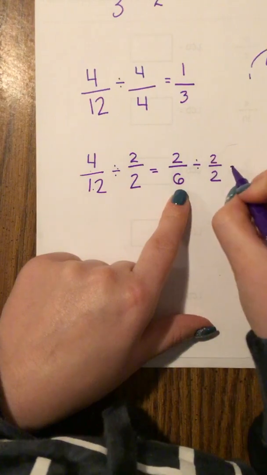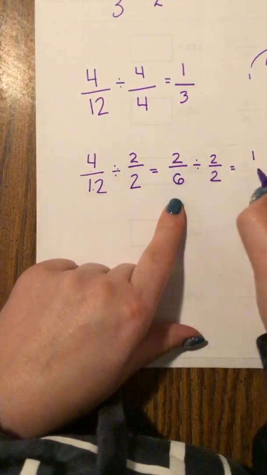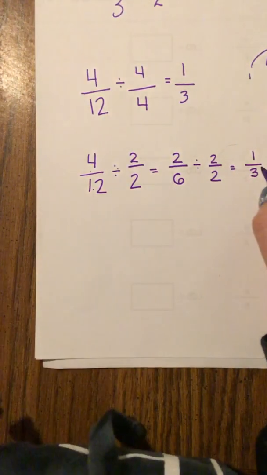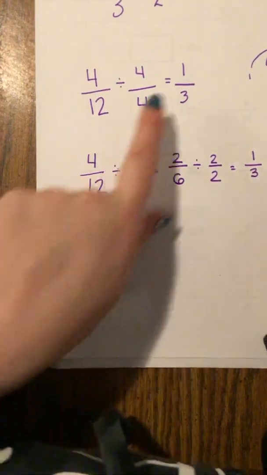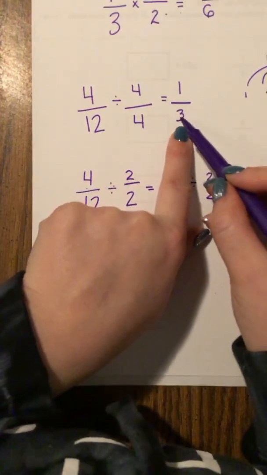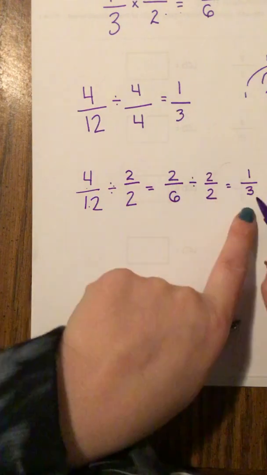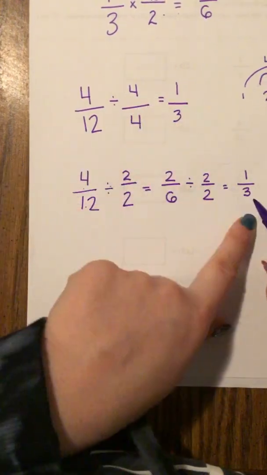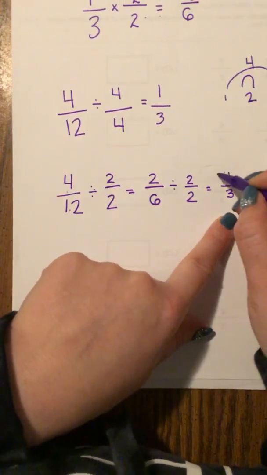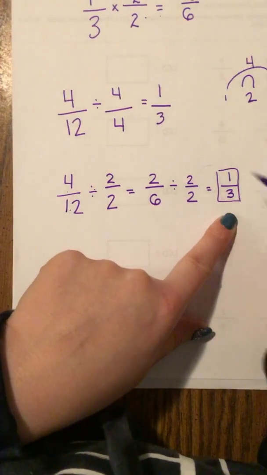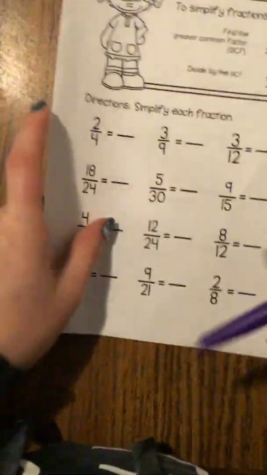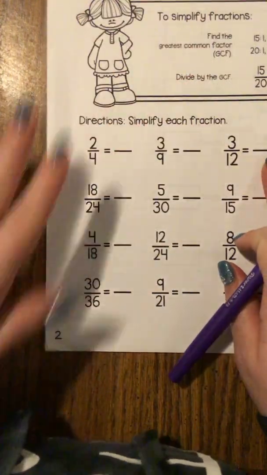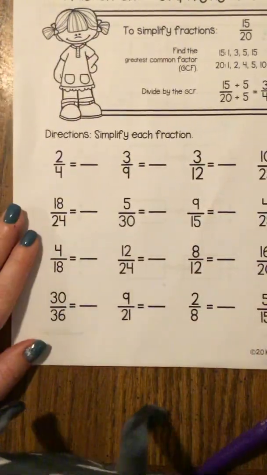2 divided by 2 is 1. 6 divided by 2 is 3. So even if you do not divide by the greatest common factor, as long as you keep going until you cannot divide by anything else, you will get to the simplified form. All right, so we'll just do one more example of how to simplify fractions, and this is going to be part of your assignment today.